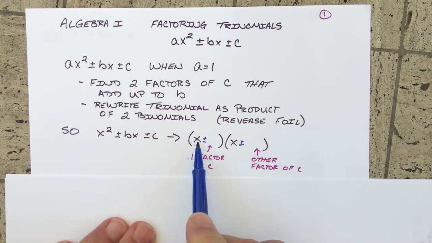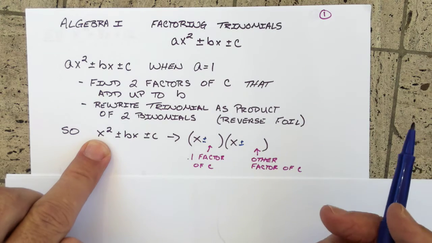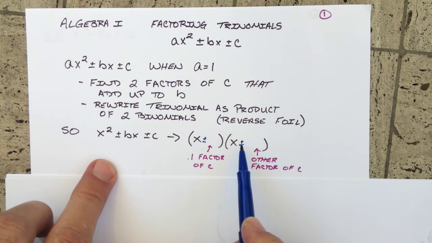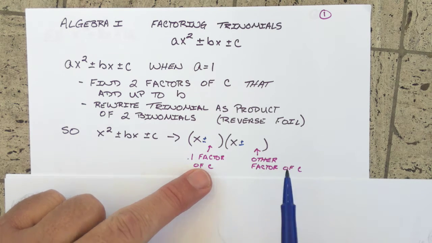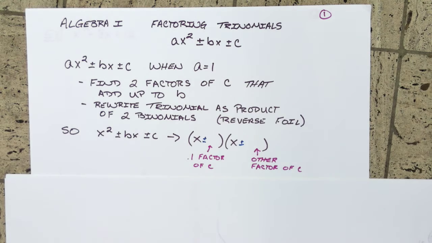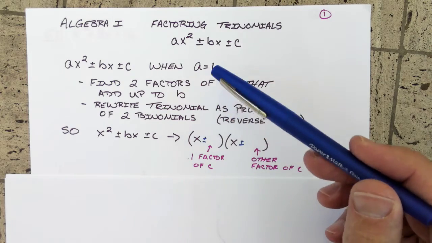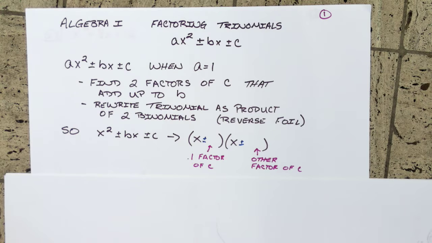Now, where does the x come from? Where does this x come from? The two factors right here. The two factors of x squared, x times x. So there will be a plus or minus sign here. There'll be something. There will be a plus or minus sign here. There'll be something. They're factors of c that add up to be b. So you've got the process. That's what it boils down to. You remember this, you're in business. So let's work through some examples and see how this plays out.